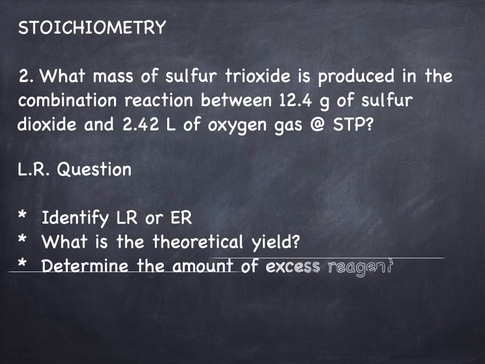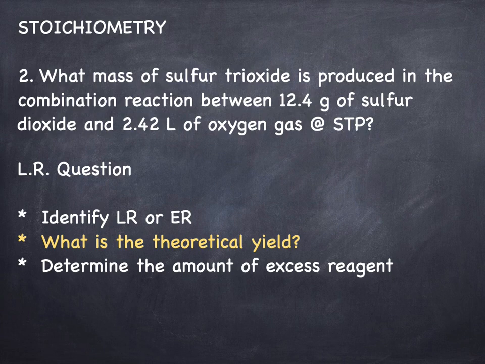And then the third type of question is determining the amount of excess reagent. So you have one substance that you're going to run out of. You have another substance where there's going to be some left over, and this question is asking you essentially how much is left over. This particular problem is a theoretical yield question.